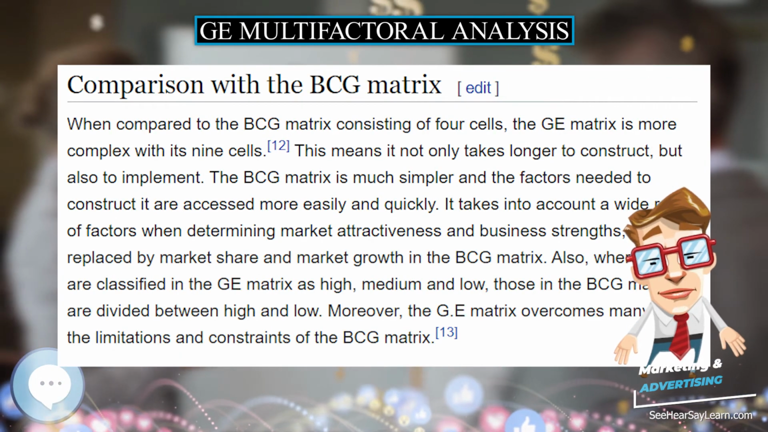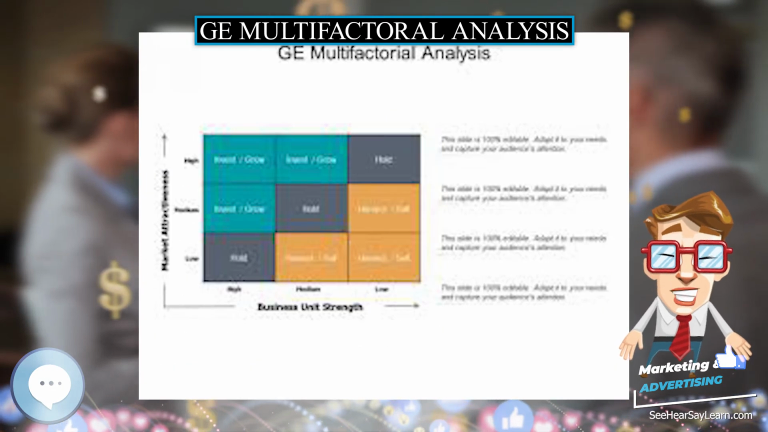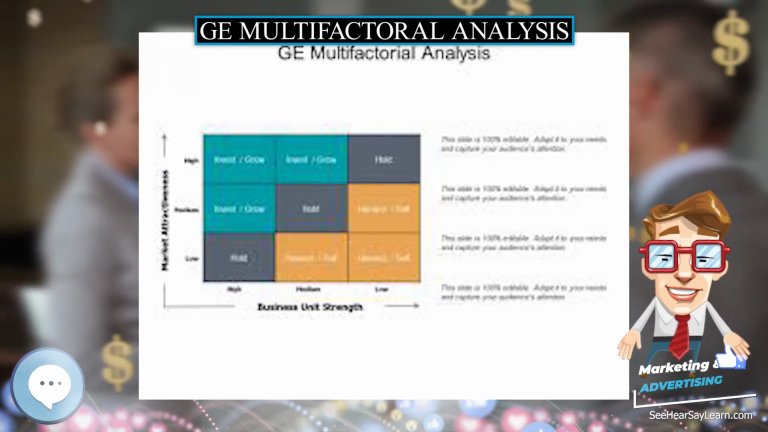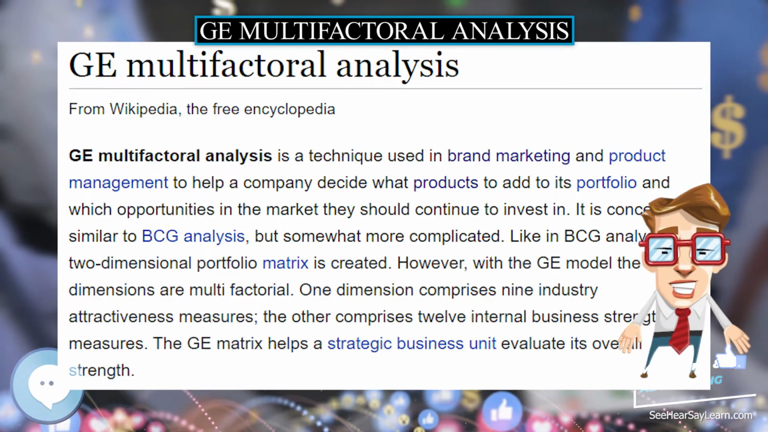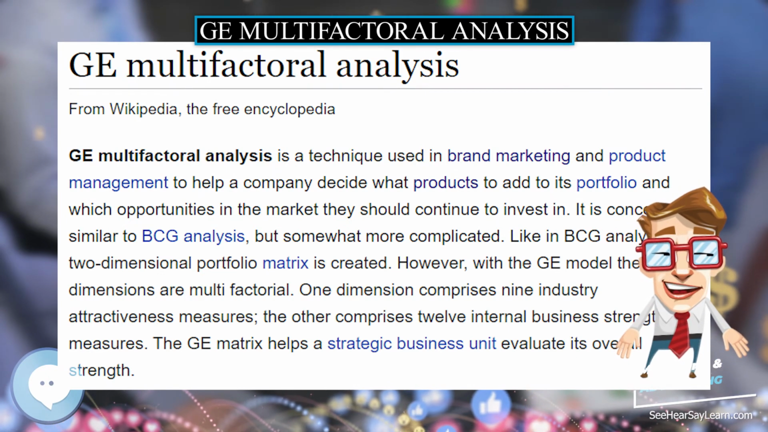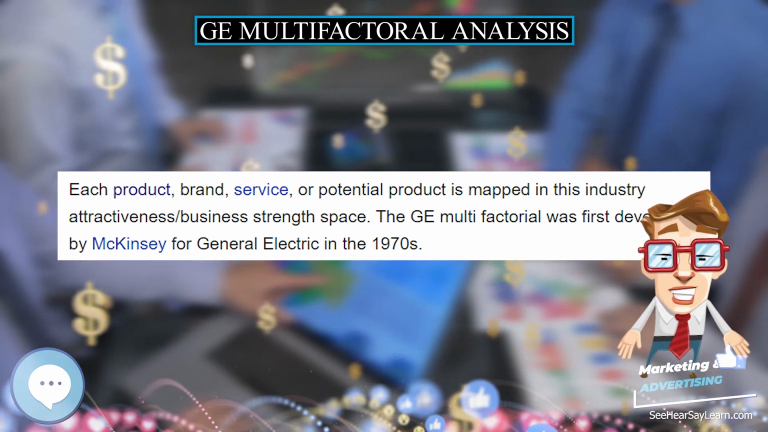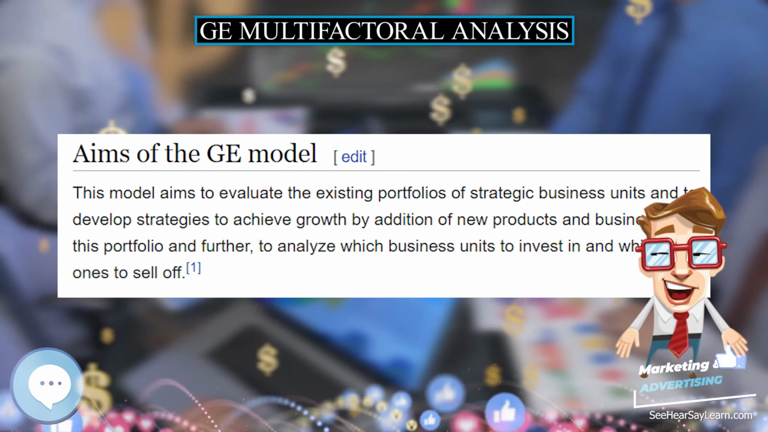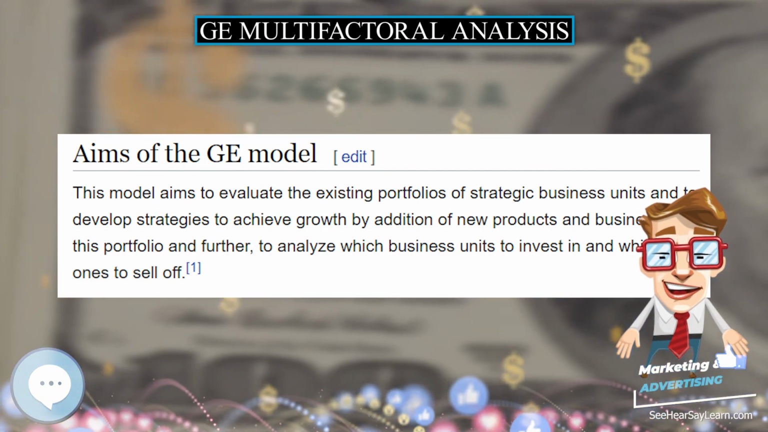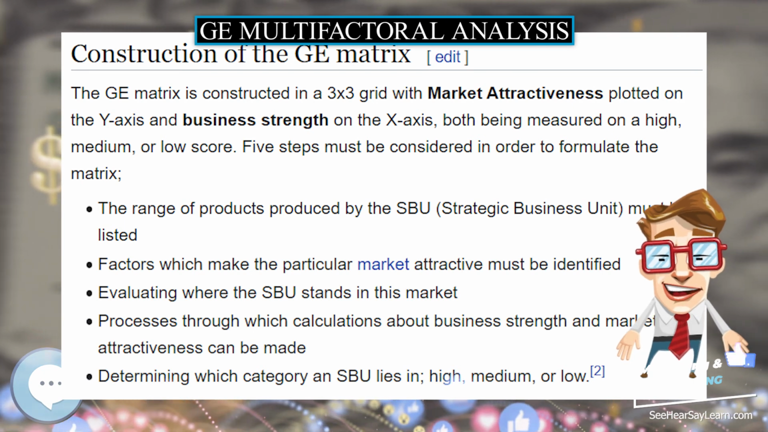The GE matrix takes into account a wide range of factors when determining market attractiveness and business strengths, which is replaced by market share and market growth in the BCG matrix. Also, where factors are classified in the GE matrix as high, medium and low, those in the BCG matrix are divided between high and low. Moreover, the GE matrix overcomes many of the limitations and constraints of the BCG matrix.